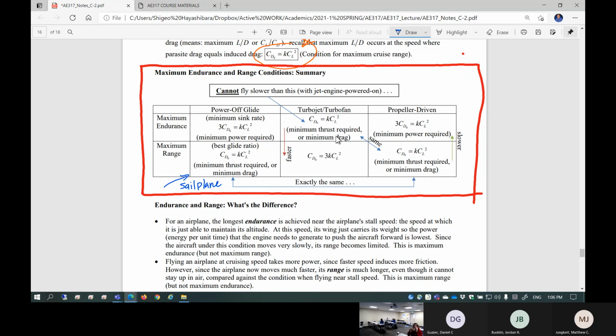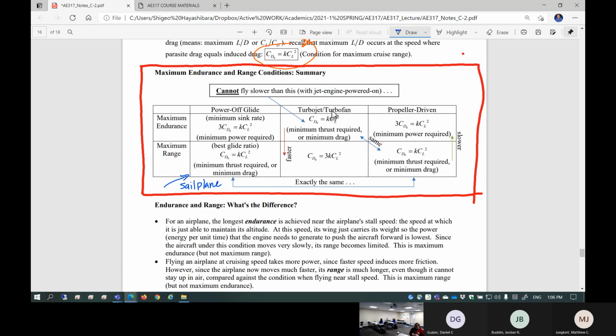This is a condition for minimum thrust required, of course. Because when you design a turbojet or turbofan airplane, minimum thrust required comes into play. That's how much you can slow down this airplane. If you slow down more, you're going to stall your engine. You can't fly like that. If you want to fly like that, just cut off the engine and make it a sailplane.